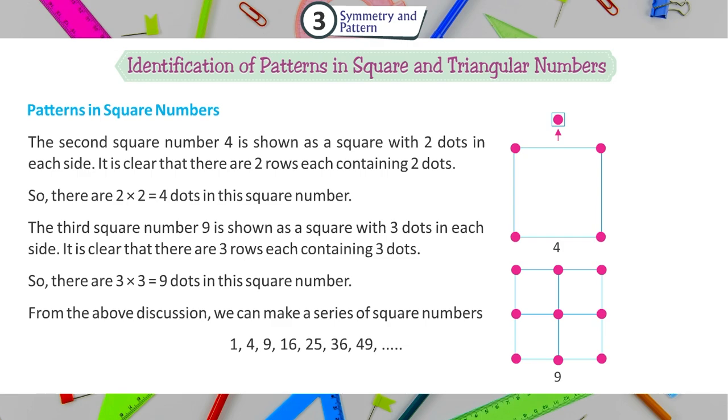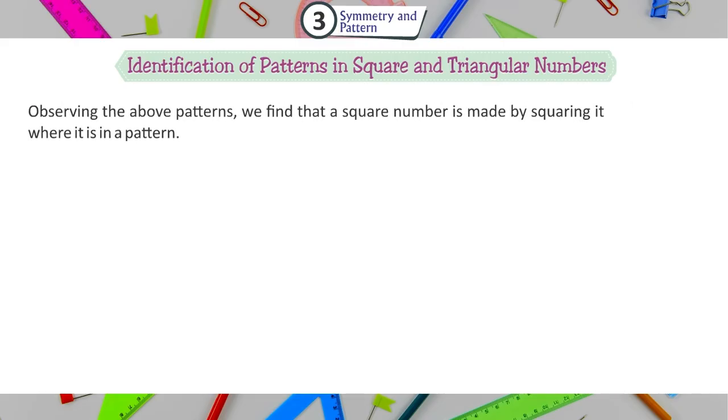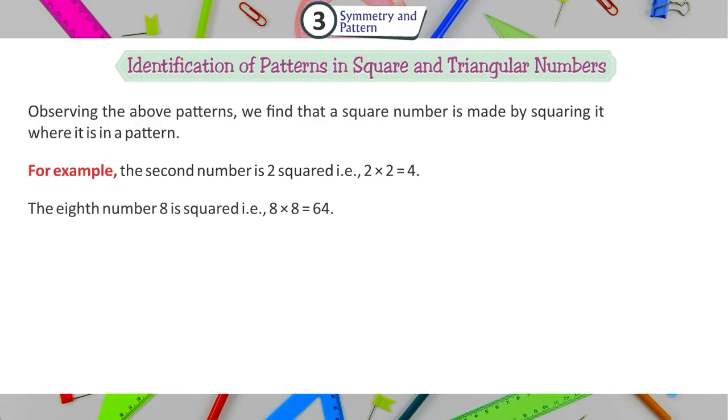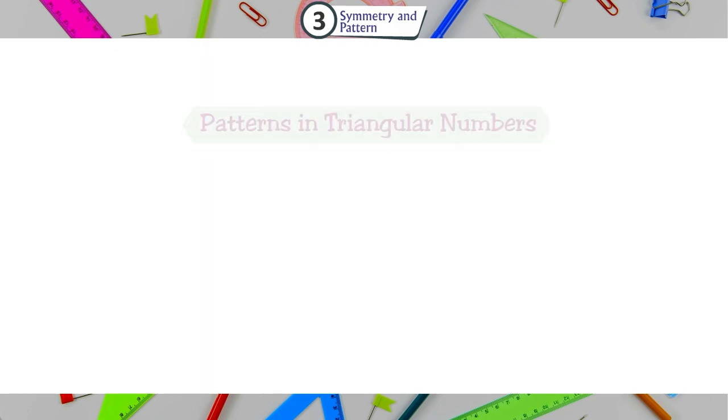From the above discussion, we can make a series of square numbers 1, 4, 9, 16, 25, 36, 49 and so on. Observing the above patterns, we find that a square number is made by squaring its position in the pattern. For example, the second number is 2 squared, that is 2 into 2 is equal to 4. The eighth number 8 is squared, that is 8 into 8 is equal to 64.